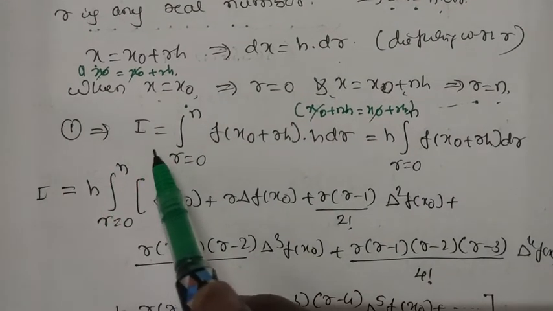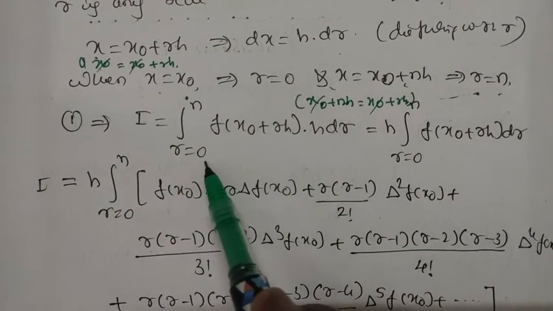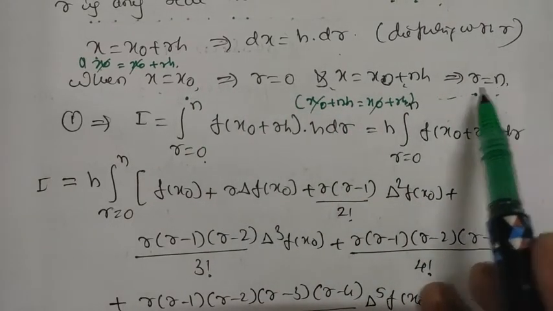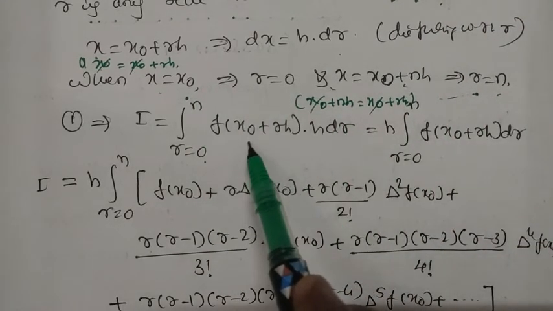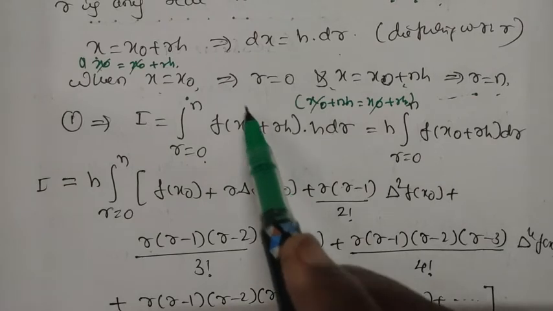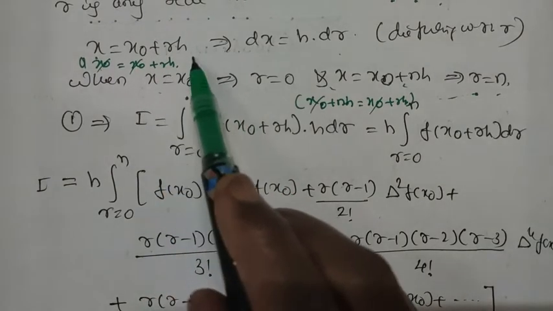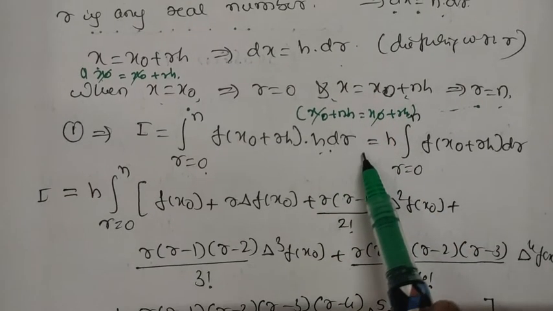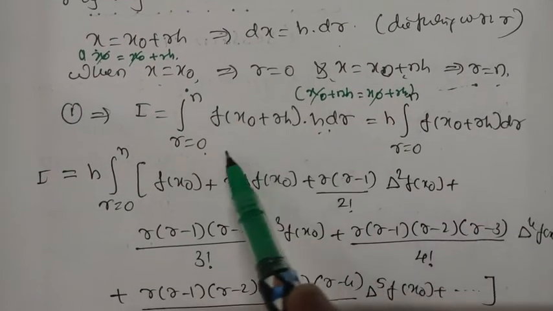Then equation 1 becomes I equals the integration from r equals 0 to n. Here the limits become 0 to n, and f of x equals what we have taken here as x0 plus rh, and dx is h into dr.